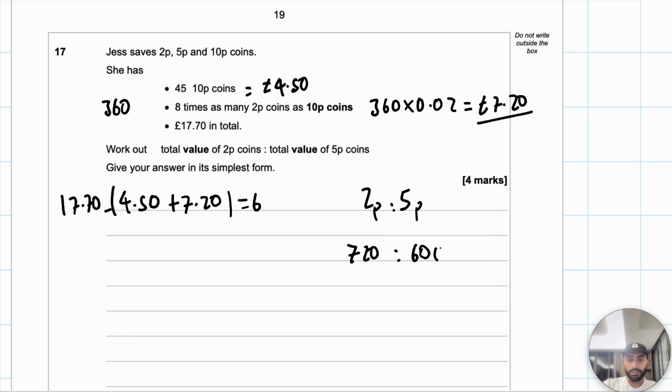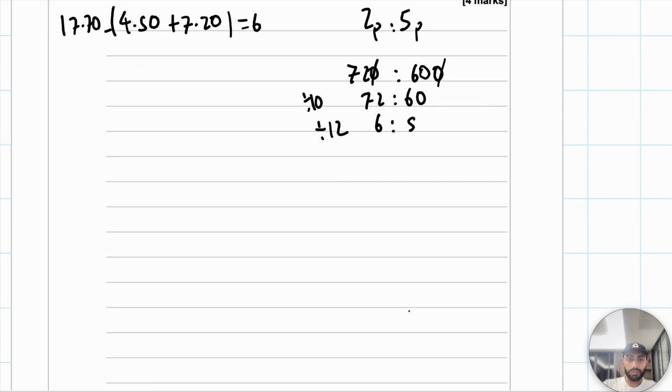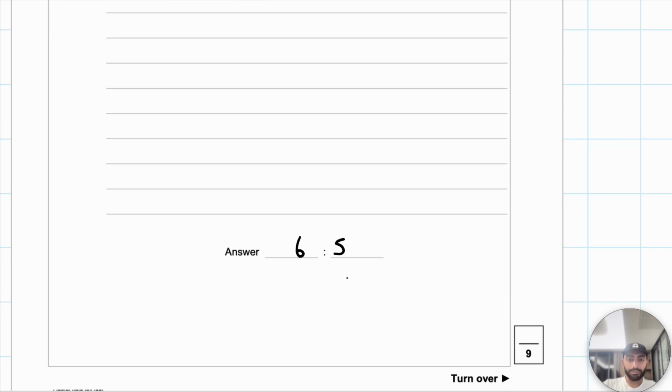600 pence. Can cancel both of these down by dividing them both by 10. So that'll remove the 0. I've got 72 to 60. What number goes into both of these? They're in my 12 times table. So divide by 12. That'd be 6 on this side to 5. The final answer would be 6 to 5.